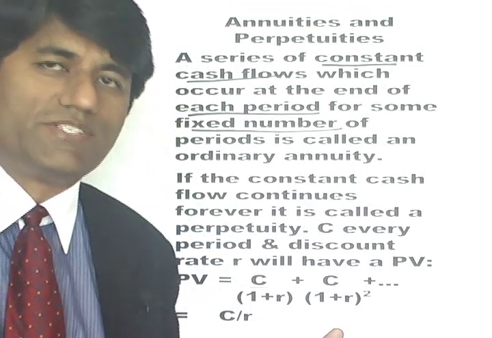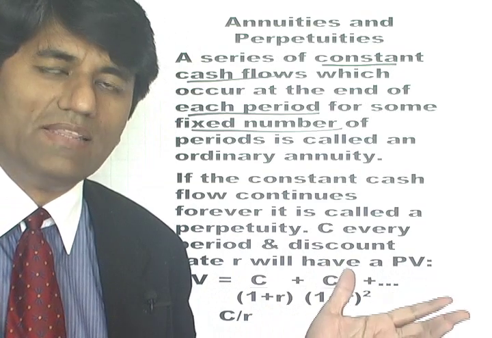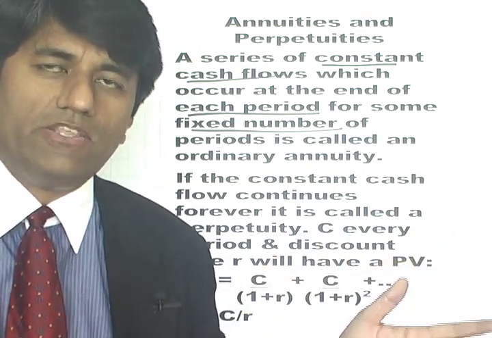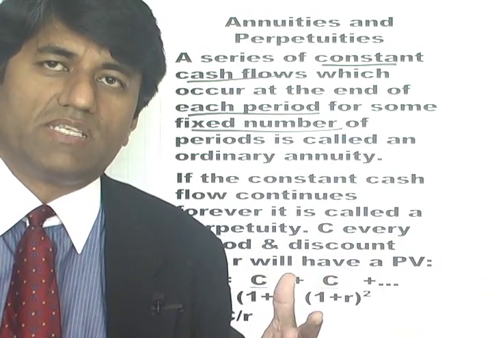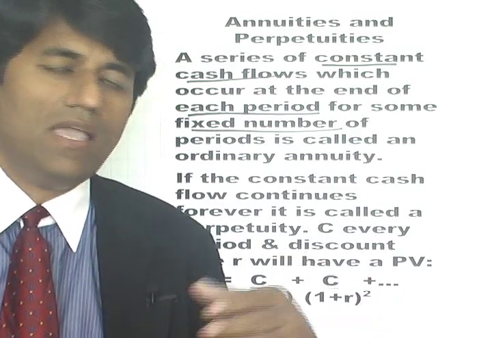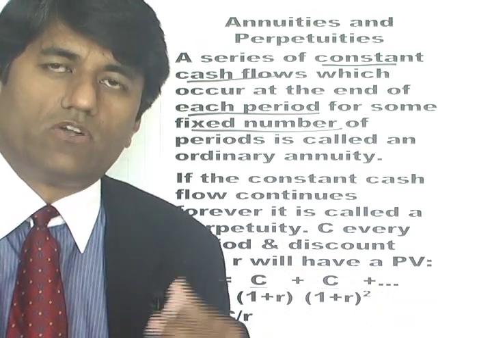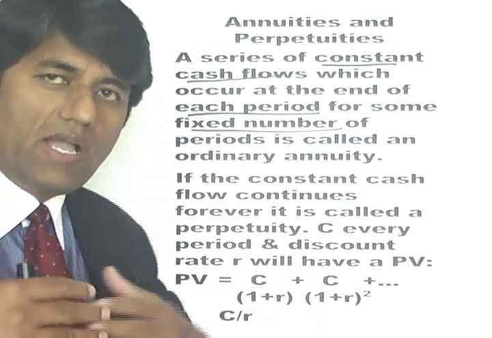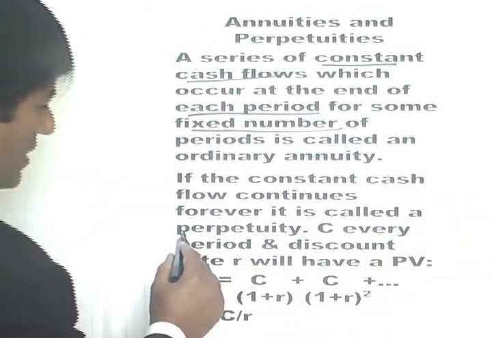Now, of course, it's very common, this kind of cash flow. For example, house mortgages are annuities, or even if you purchase a car, you may have a 5-year financing plan where you make a fixed amount of payment every month for 5 years. So that would also be an annuity. If the cash flow continues forever, which is less common, it is called a perpetuity.